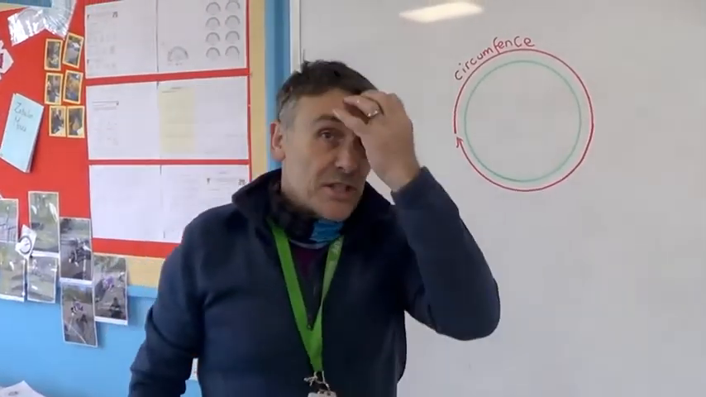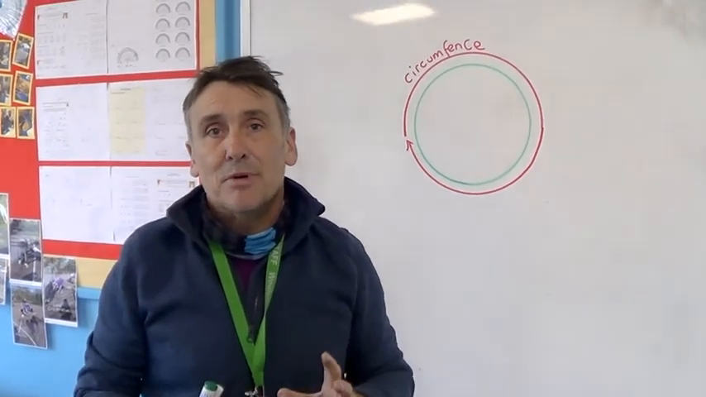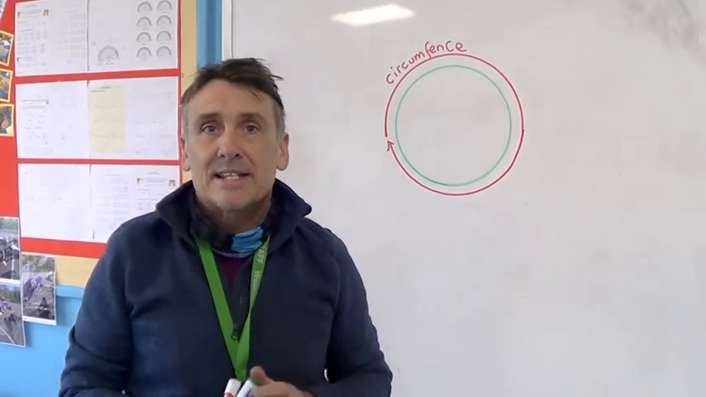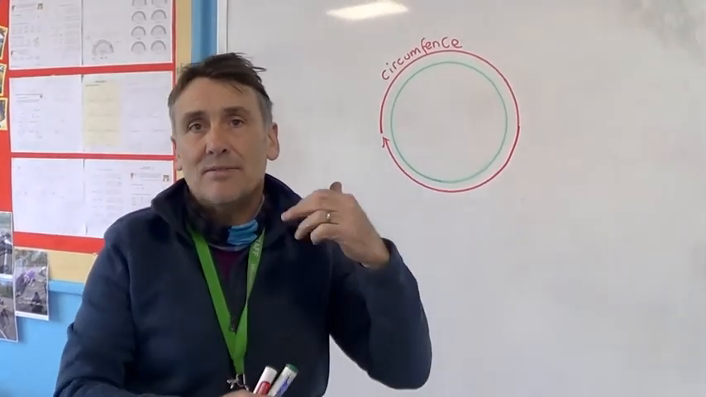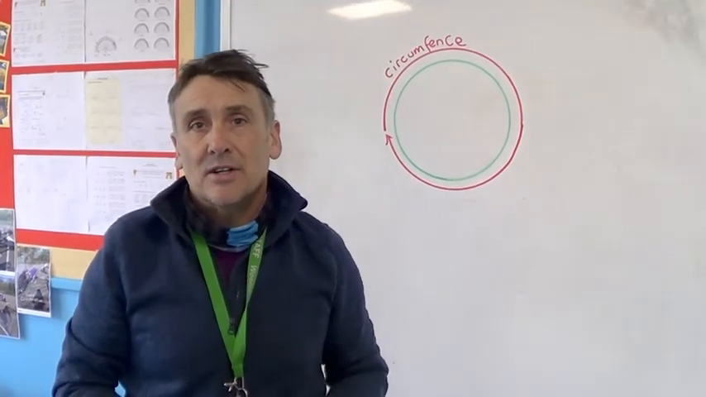What we're going to do today is find out the circumference of different objects, from small objects right through to a bicycle wheel. That gives us an idea of the revolution the circle takes, and the distance, how far it would travel along the ground.